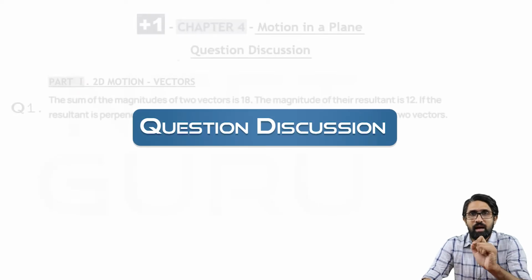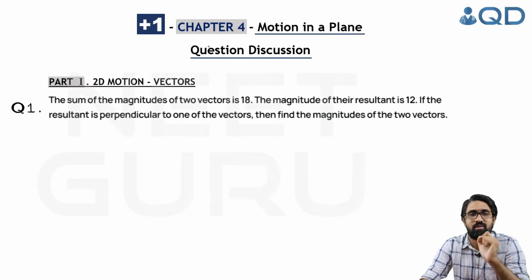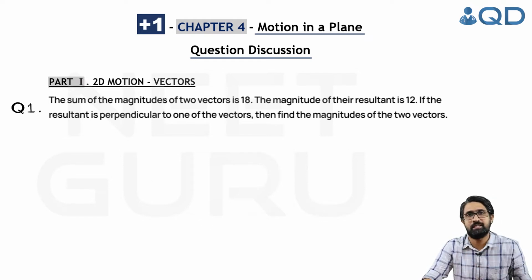Hello. We'll now discuss some selected questions from the fourth chapter in +1 physics, that is motion in a plane. We'll begin with the first section in the chapter, which deals with the fundamentals of two-dimensional motion and vectors.